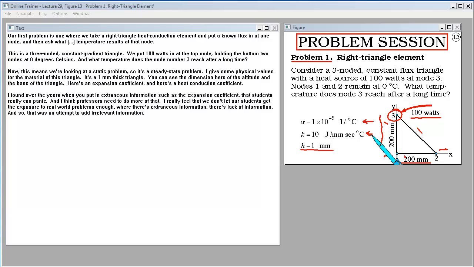I found over the years that when you put in extraneous information such as the expansion coefficient, students really can panic, and I think professors need to do more of that. I really feel that we don't give our students enough exposure to real-world problems. Where there's extraneous information, there's lack of information, and so that was an attempt to add irrelevant information.